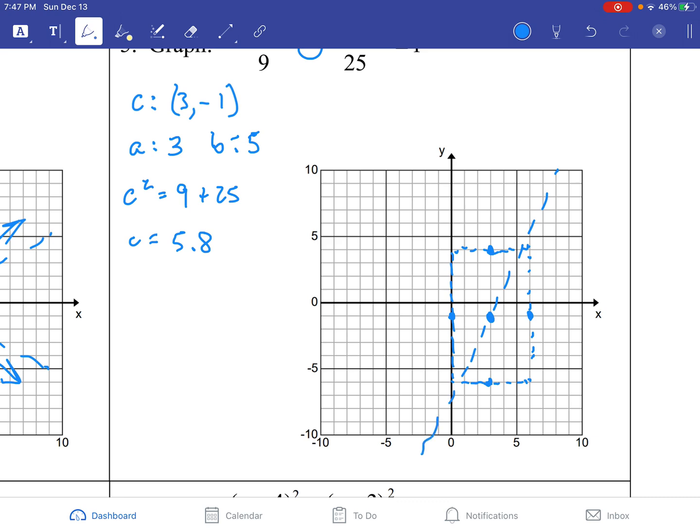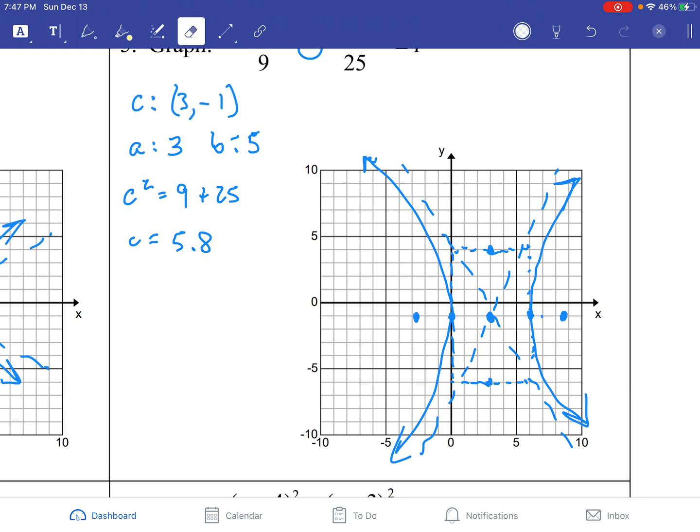I draw my diagonal lines through the corners of the boxes to give my graph some boundaries. I draw my parabola type shapes going along the x-axis. I'm going to go out 5.8 from the center. 3, 4, 5, almost to 6. 4, 5, almost to 6 right there. And that is my graph for my hyperbola.